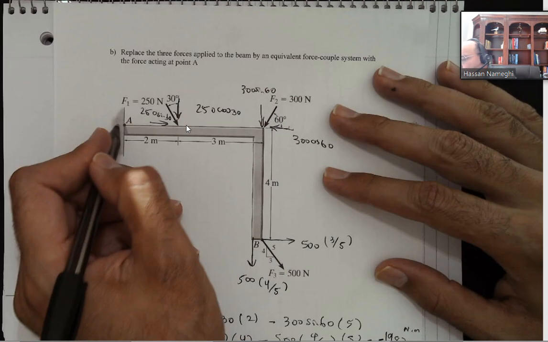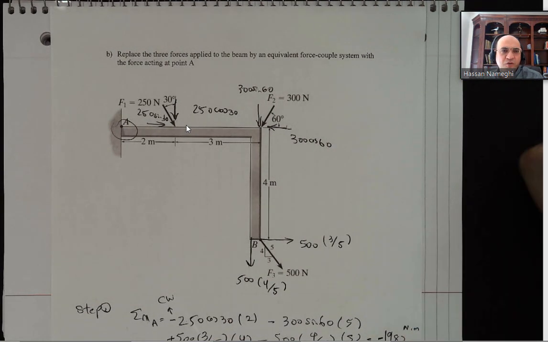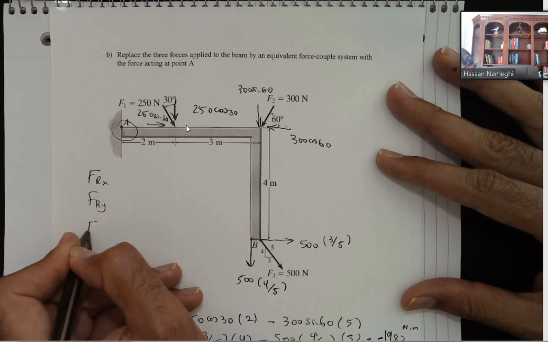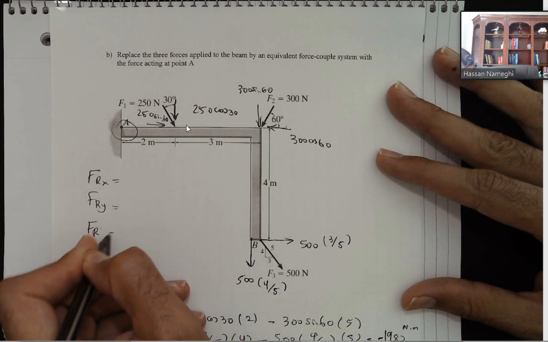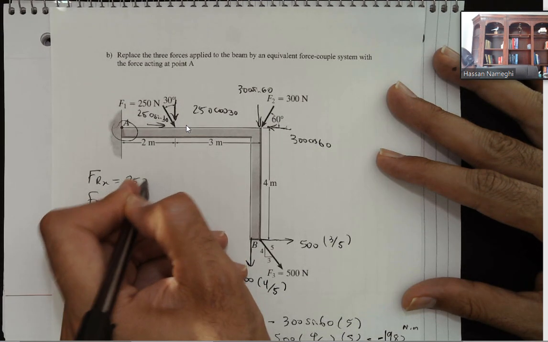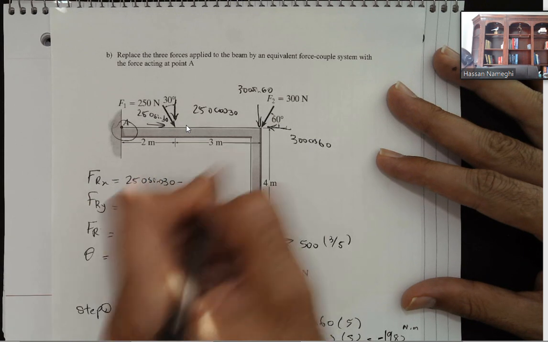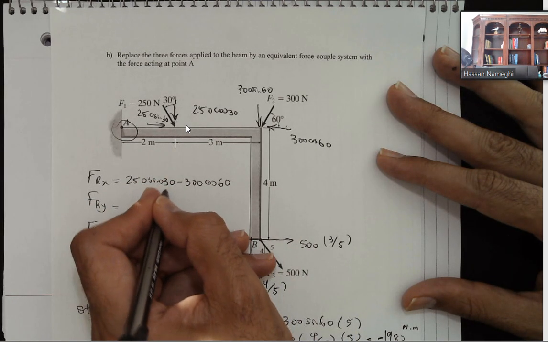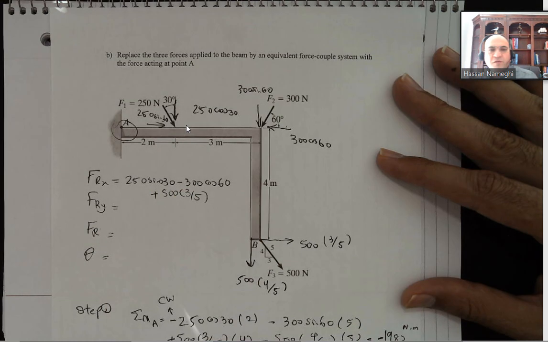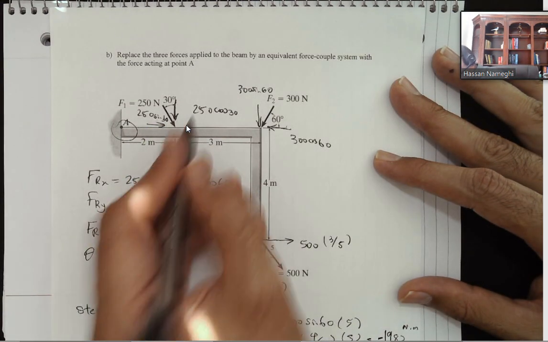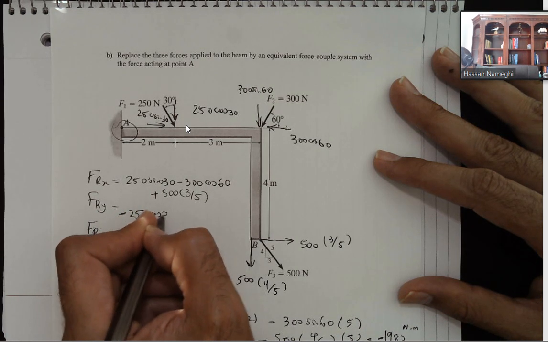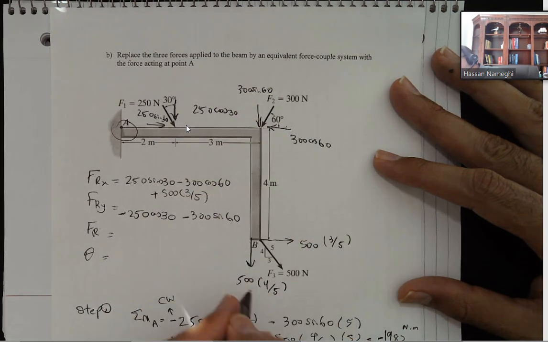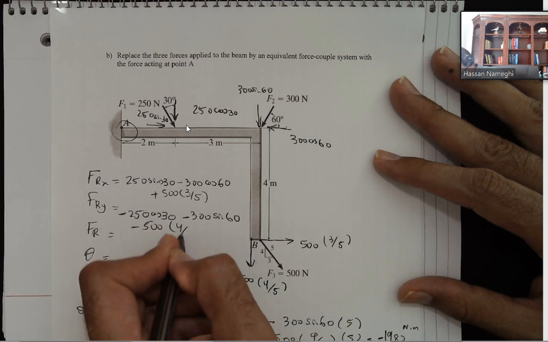So if I want to replace everything at point A, I already have the sum of moments. All I need to do is find FRX and FRY, and then find FR and theta. FRX, the sum of the forces in X, is 250 sine 30 minus 300 cosine 60, since this goes this way and that goes that way, plus 500 times 3 over 5. On FRY, I'm going to have minus 250 cosine 30, that's going down, minus 300 sine 60, that's going down, and then minus 500 times 4 over 5.